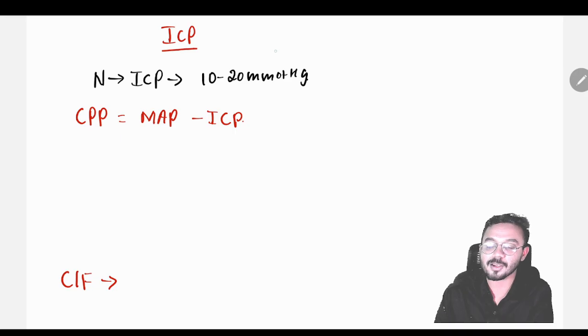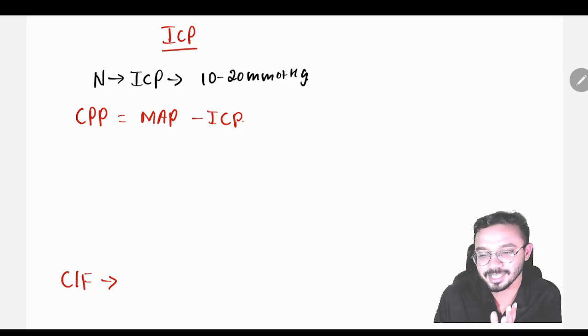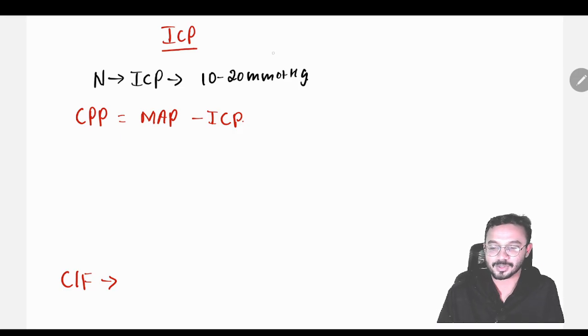So how do you calculate it? MAP minus ICP. MAP is nothing but mean arterial pressure. I repeat, mean arterial pressure. Why I'm not writing the full form is because this is a rapid revision class, no? Don't worry, I will be teaching all the concepts in a very simplified manner.